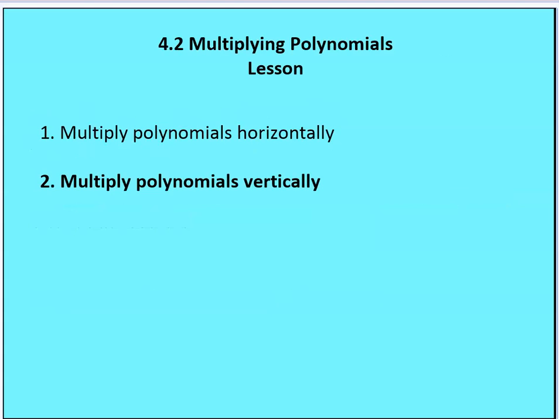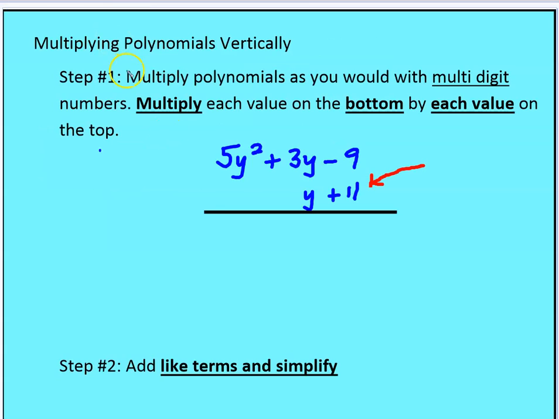Okay. So now we're going to multiply polynomials vertically. I have the same polynomial here, and I'm going to multiply it against y plus 11. The first polynomial is on top, the second is on the bottom. I'm going to go through the same process as I would with any multi-digit vertical multiplication. I'm going to multiply each of these places, or terms, write them out, and then add like terms.